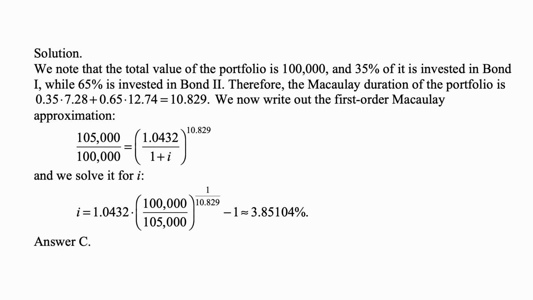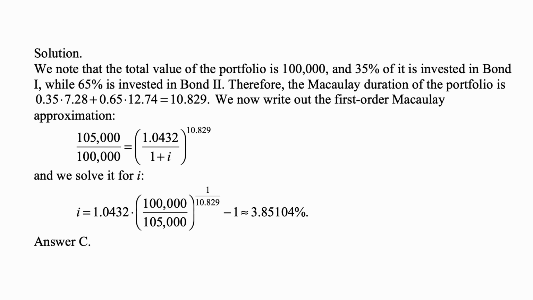And here's the solution. We note that the total value of the portfolio is 100,000. Just 35,000 plus 65,000, that's 100,000. And of it, 35% is invested in bond 1, while 65% is invested in bond 2. Therefore, the Macaulay duration of the portfolio is the weighted average of the Macaulay durations of individual pieces. So 0.35 times 7.28 plus 0.65 times 12.74, and that's equal to 10.829.